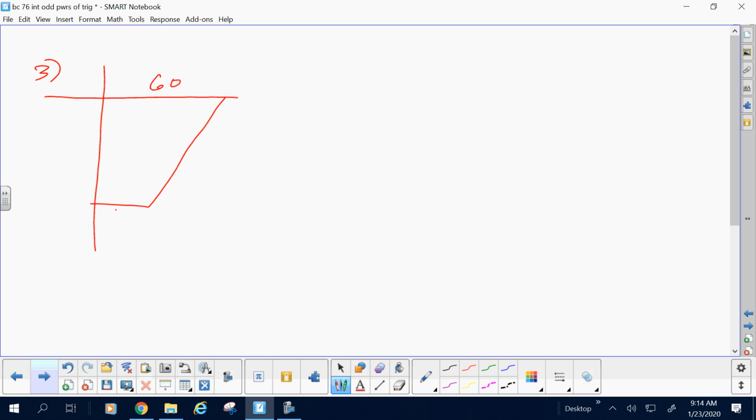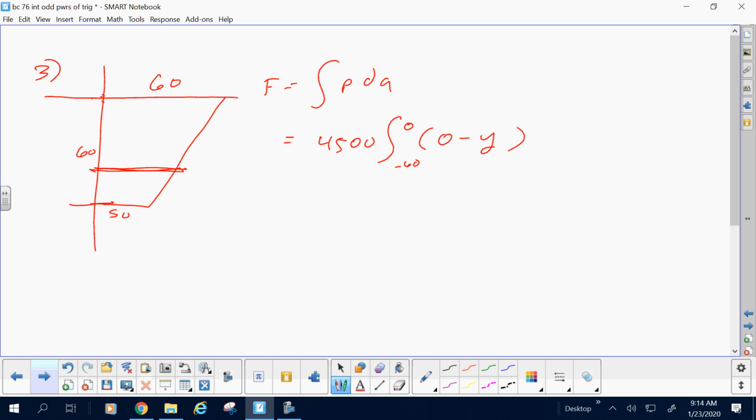That's 60. This is 50. And this is 60. So force is rho times depth times dA. Rho is 4,500. What are the limits? If the origin is here, then what's the low and the high of the container? Okay. And what's the depth if I do surface minus y? And area, is that area constant dy, x dy, or 2x dy? Single x dy. We need the equation of this to sub for x.